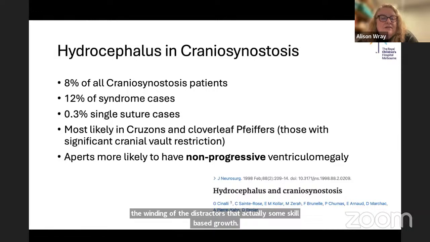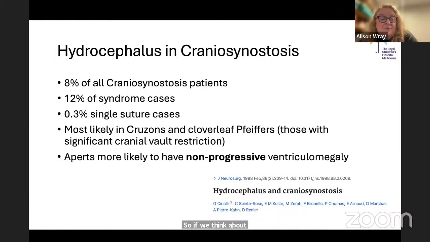So if we think about hydrocephalus and craniosynostosis, it occurs in about 8% of all children with craniosynostosis, but is much higher in syndromic cases. It is most likely to occur in Crouzons and cloverleaf Pfeiffers, and really that makes sense because those are the children that have the most significant cranial vault restriction. It's important to remember that with Aperts it is often seen that there is a non-progressive ventriculomegaly. So perhaps those children are the ones that you should watch and wait initially and monitor rather than leaping in to do a shunt in the first instance.